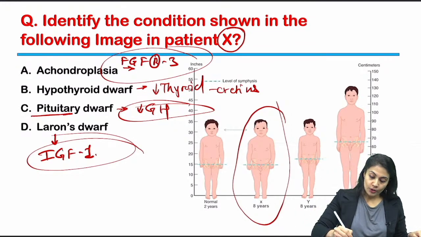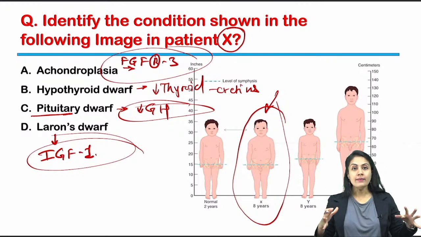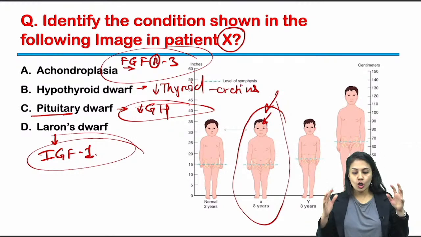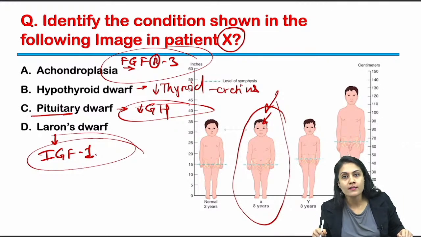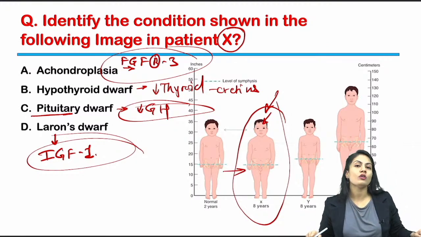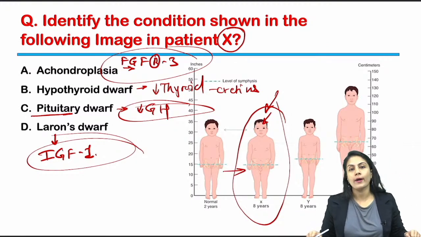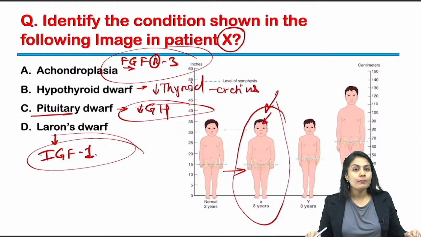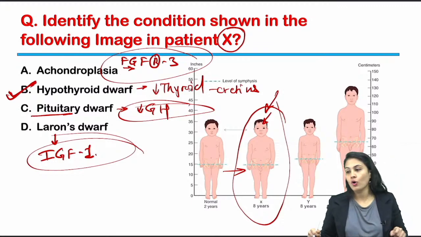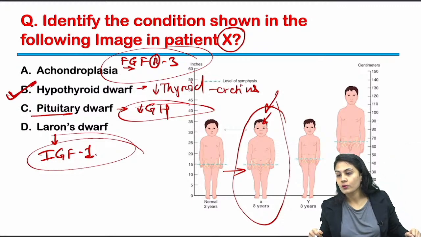In the X, what you can see, there is obesity, right? Central obesity. Look at the hairs, there is a loss of hairs also, thinning of hairs. And if you see, it looks infantile, or you can say it is looking like a 2-year-old boy. So that means this dwarf is none other than the hypothyroid dwarf. Please do not get confused, okay?